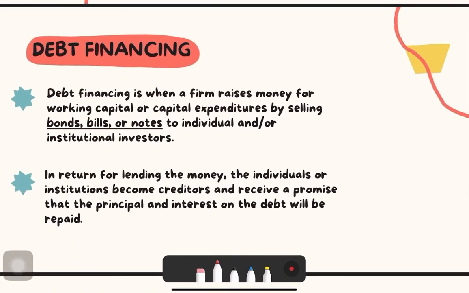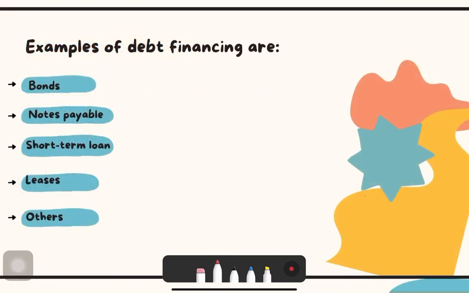Debt financing is when a firm raises money for working capital or capital expenditure by selling bonds, bills or notes to investors, either individual or institutional investors. When they buy the bonds, bills or notes, they become our creditors, because they are lending the money to us. In return, we promise to pay back the creditors the principal and interest on the debt. Examples of debt financing are bonds, notes payable, short-term loans, leases, and others.